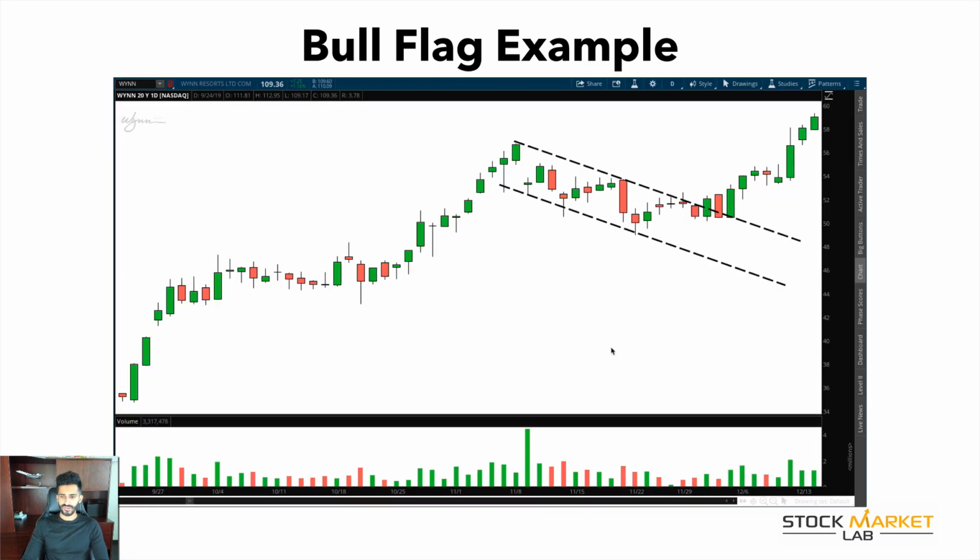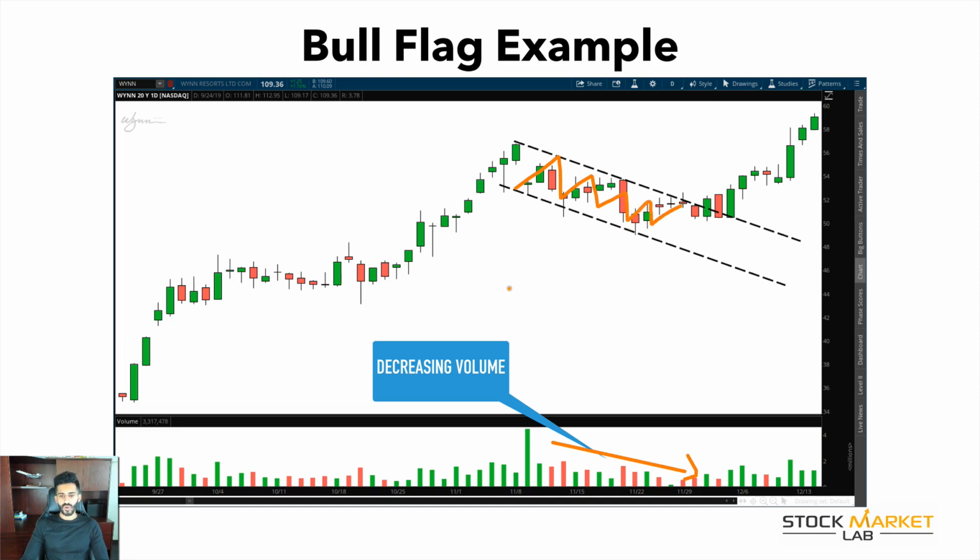Here are some examples. You guys can see right here, stock makes a nice move up. You can see as it starts making a nice move up, look at volume. Volume starts picking up. Boom. Where does volume start decreasing? Volume starts decreasing when the stock starts pulling back. That is a good sign.